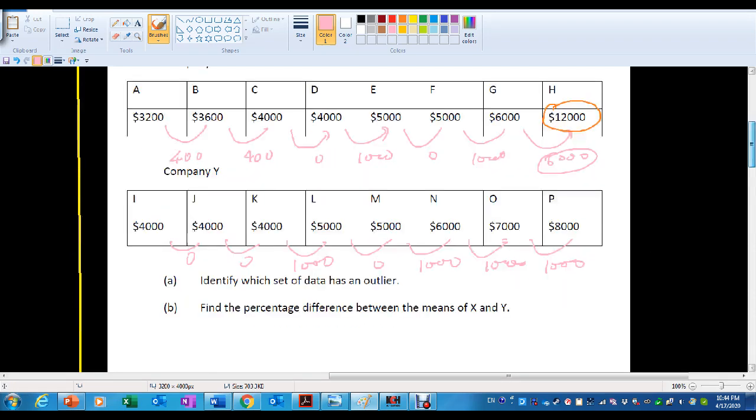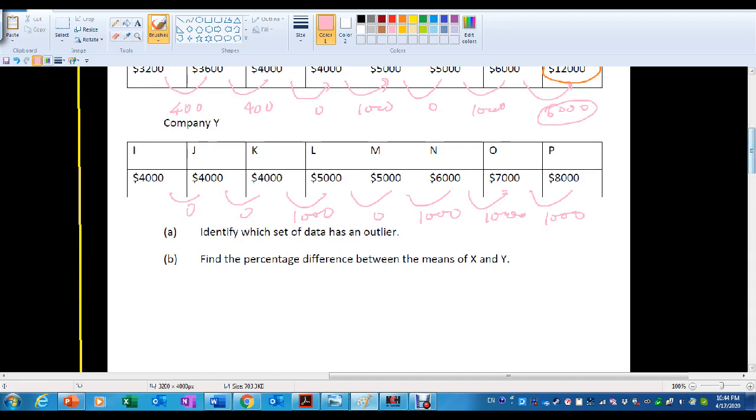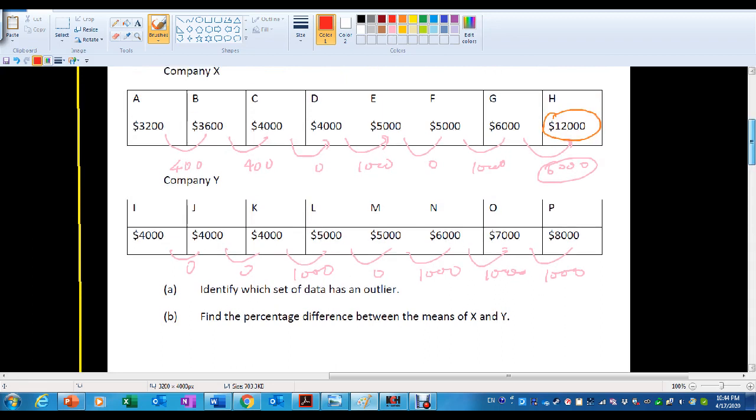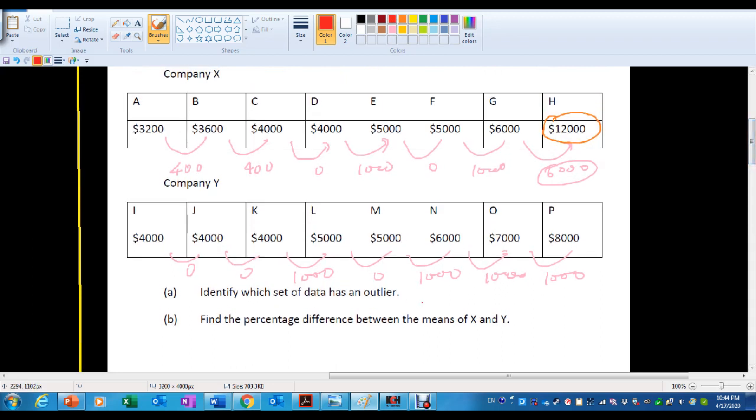So for A, identify which set of data has an outlier. Your answer should be company X, right? Which set of data? So you can't answer 12,000. That's the outlier, but we are asking you to identify which set of data. So your answer should write company X.